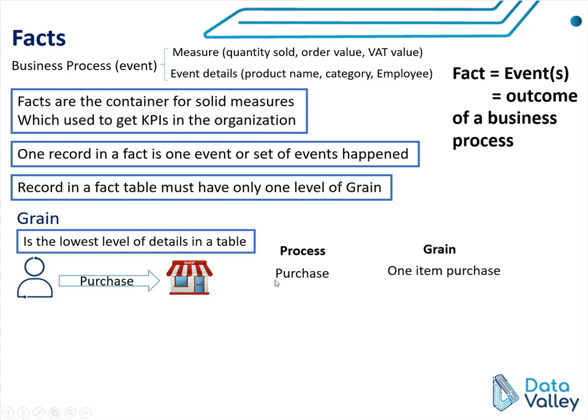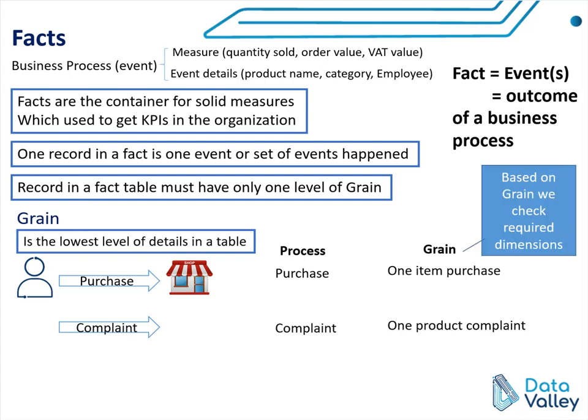Let's say the same customer is going to make a complaint in a retail shop. So the business process or event is a complaint. What is the lowest level of details in this process? It's one product complaint. He's going to make a complaint on a certain product or on a certain order. So the grain in this process is one product complaint. So records in a fact table must have one level of grain.